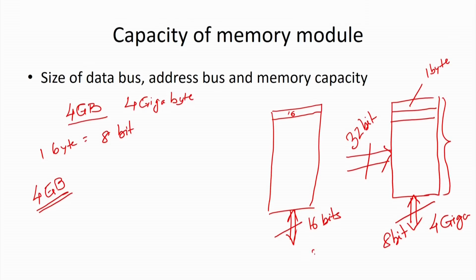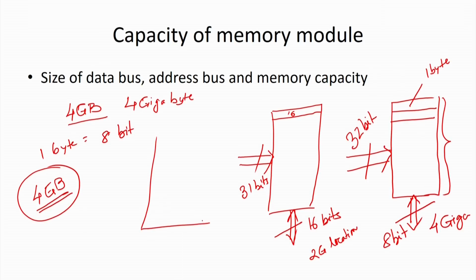So, here I am going to have 2 giga locations. In 2 giga locations, in every location I am storing 2 bytes of information. So, finally, we are going to get 4 gigabyte of memory. Since I am having only 2 giga memory locations, the size of this address bus is 31 bits.